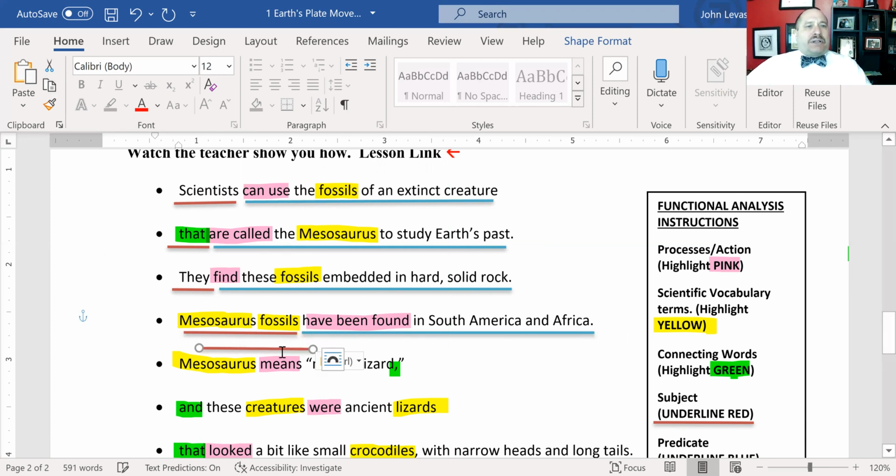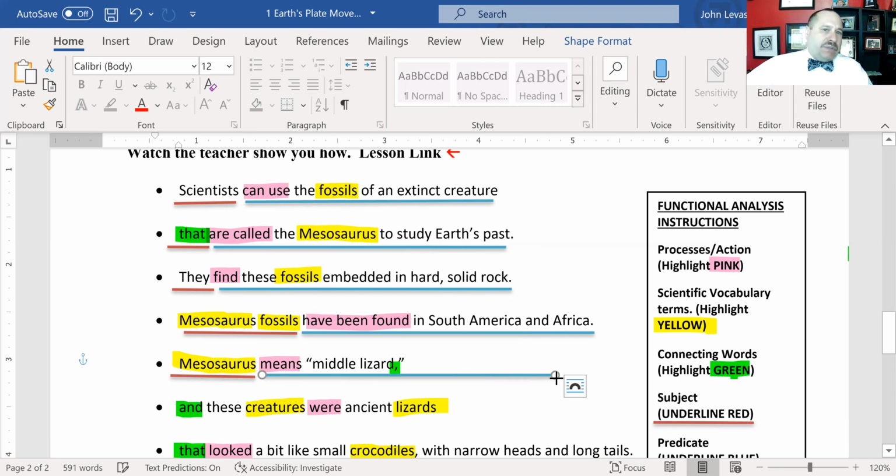And what is the subject of the next sentence? Mesosaurus. And what information? So if that's the subject, the predicate must give me information or develop that idea. And what information about Mesosaurus do we find? We find that Mesosaurus means middle lizard.